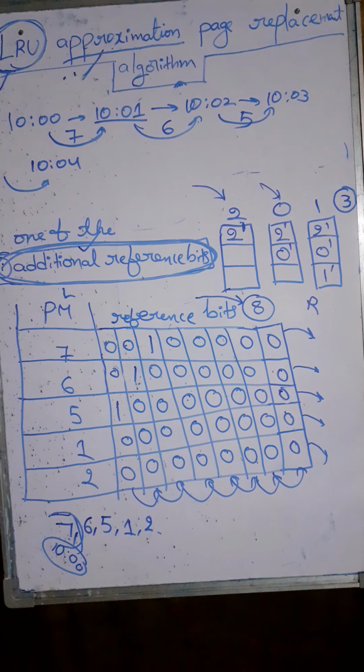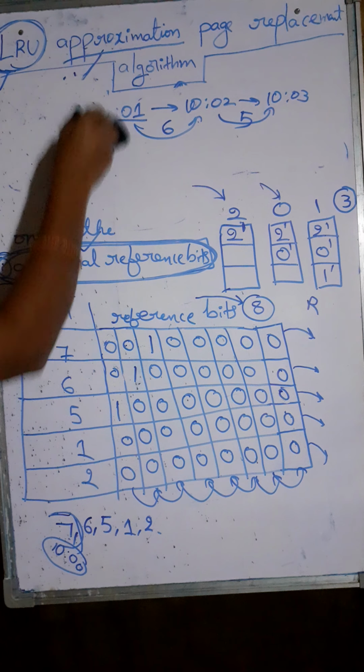That means we should drop the lowest bit and we should add one higher order bit. While adding the higher order bit, if a request is made for the particular page, then the higher order bit is set to 1. If the request has not been made, then the highest order bit is set to 0. Okay, so now what we will do is calculate the decimal value for the binary value.